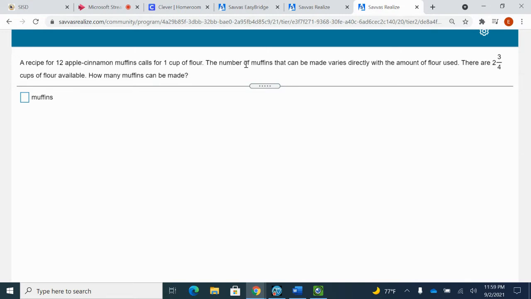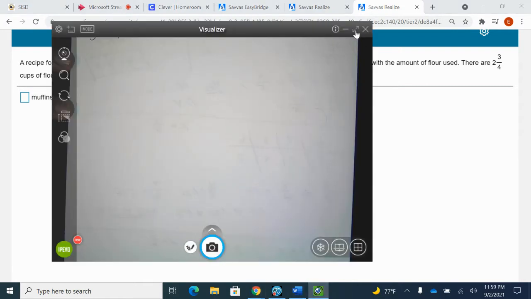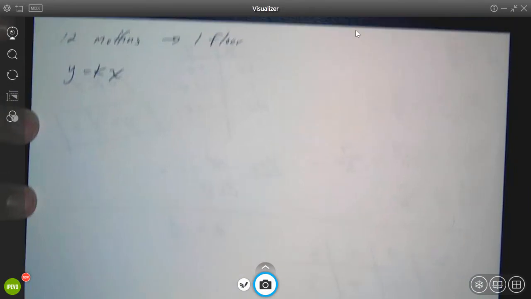The next part says the number of muffins varies directly with the amount of flour. That's really important because that's already giving us an equation. I want to write down what I know. 12 muffins call for 1 cup of flour, and we're also given that it varies directly. Varying directly means that we can have an equation to denote this situation.